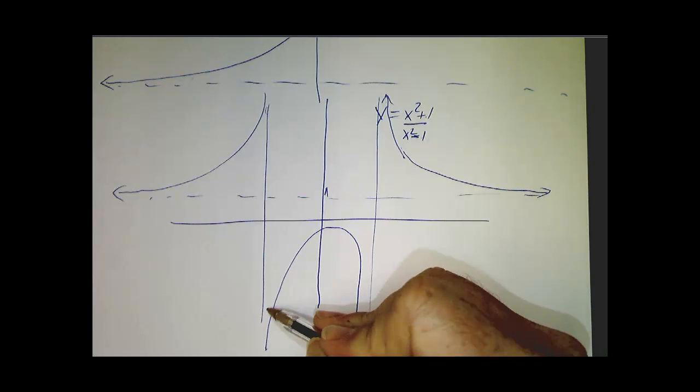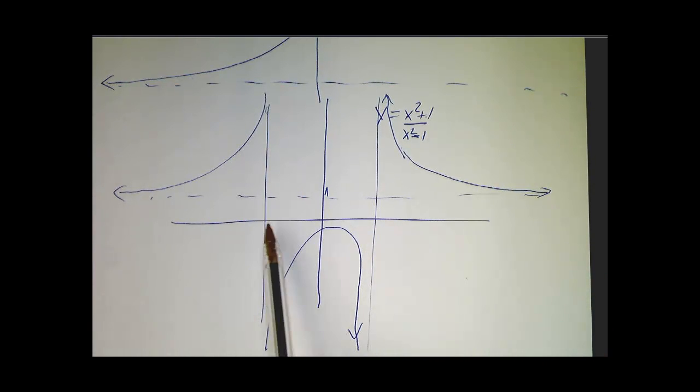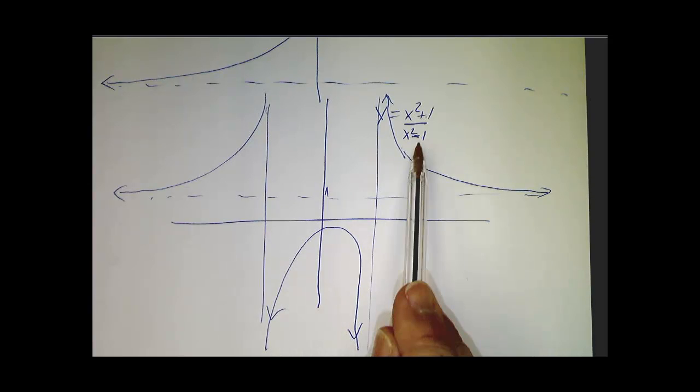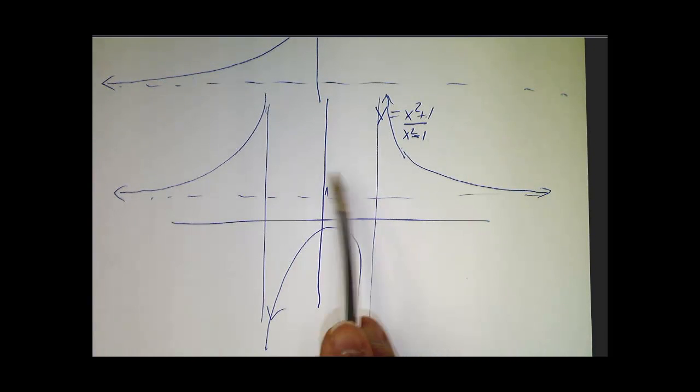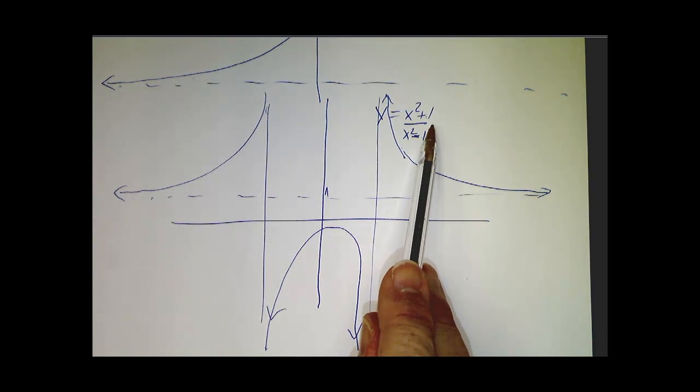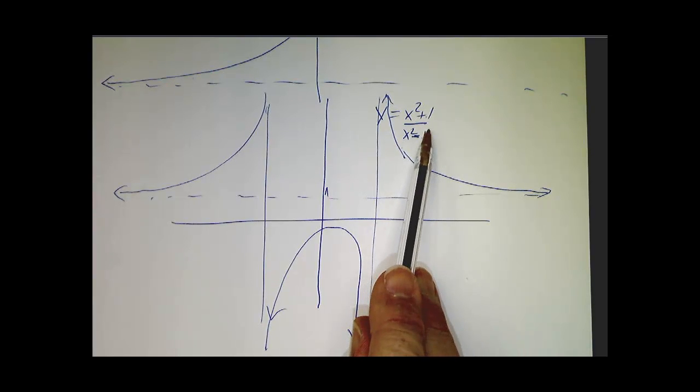So this is an example of a function that's got vertical asymptotes at x equals 1 and x equals minus 1, because that's where the function blows up. And it's got horizontal asymptotes at y equals 1 on both sides, because that's how the function behaves as x goes to plus or minus infinity.